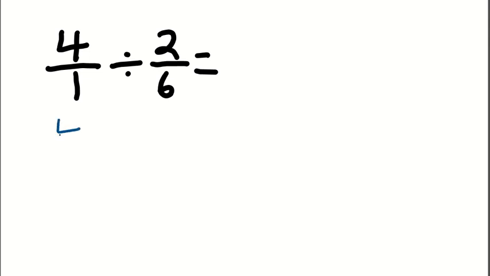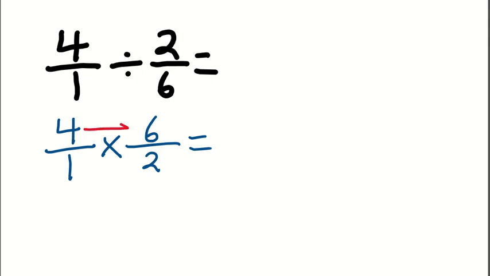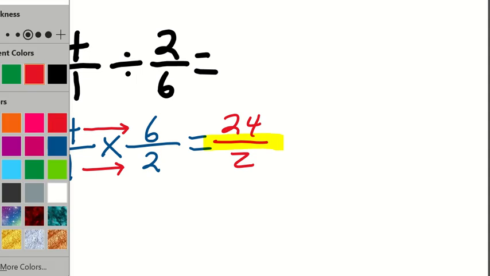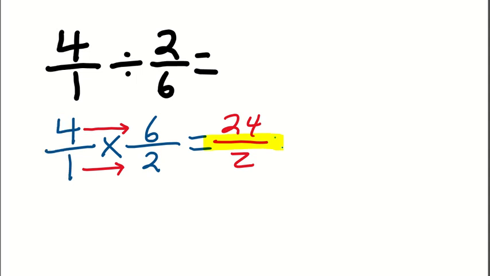So we're going to do our keep, change, and flip. We'll put our 6 up top, and we'll put our 2 on the bottom. And now we can multiply across the top. 4 times 6 is 24, and 1 times 2 is 2. Now, remember, fractions are division problems. Reading it top to bottom, 24 divided by 2. 24 divided by 2 is, in fact, 12. So, it looks like our quotient is 12.